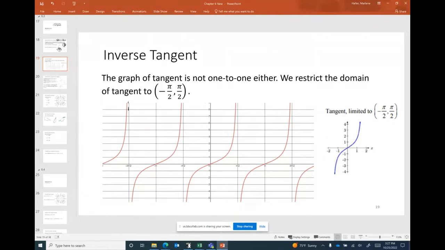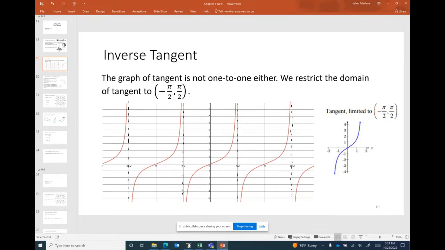We can see that the tangent function actually has vertical asymptotes. It's still a periodic function, right? So it's still not going to be 1-to-1. You know, it doesn't pass that horizontal line test, not at all. Why does it have these asymptotes here?